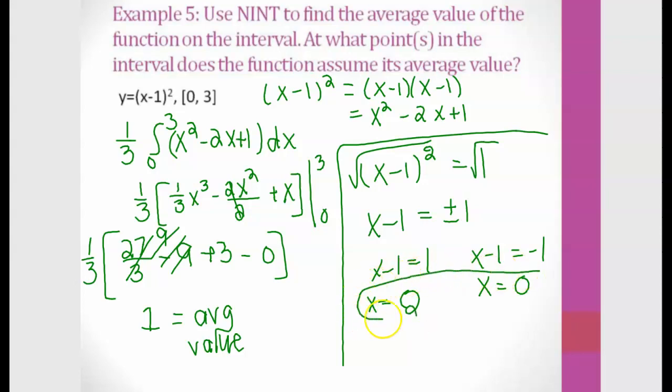So both of those are actually in my interval. So both of them are solutions, which means the average value occurs twice. So it only guarantees that it occurs, it doesn't guarantee how many times. So it can occur 2 times, 3 times, 5 times, or 1 time. It just guarantees it happens.